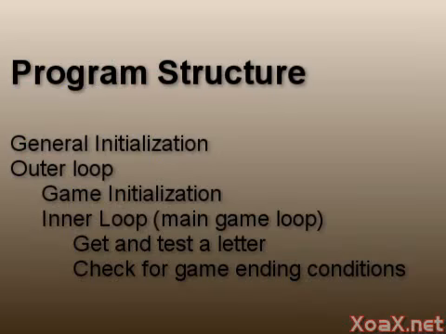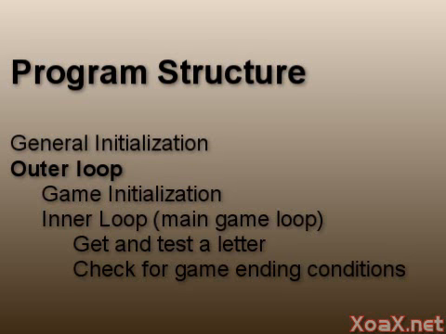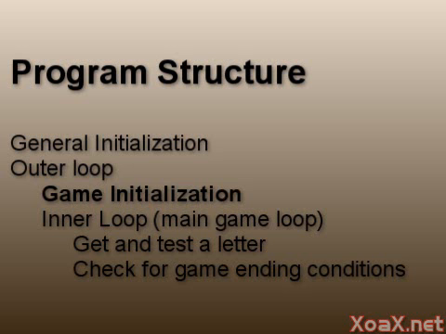The overall structure of our program looks like this. At the beginning of the main function, we perform the general initializations such as reading in the word list and seeding the random number generator. Then we have the outer do-while loop, which runs once per game. Inside this loop, we initialize the game variables. For example, this is where we randomly select the word that is to be guessed.